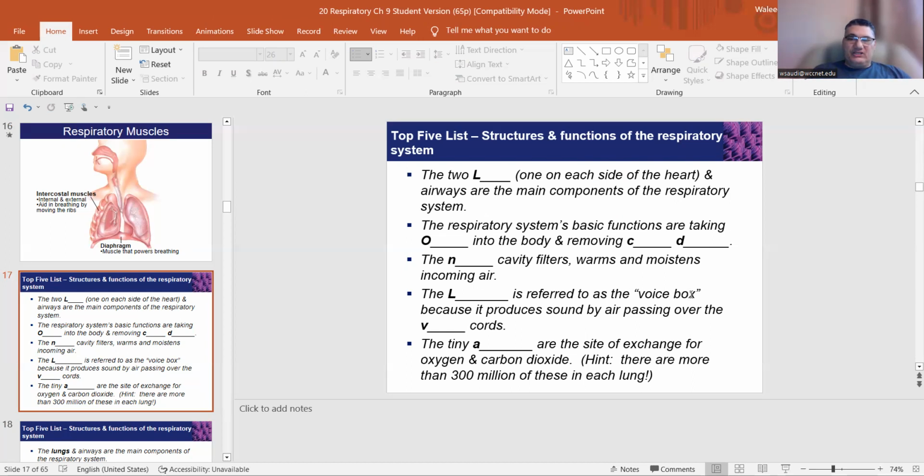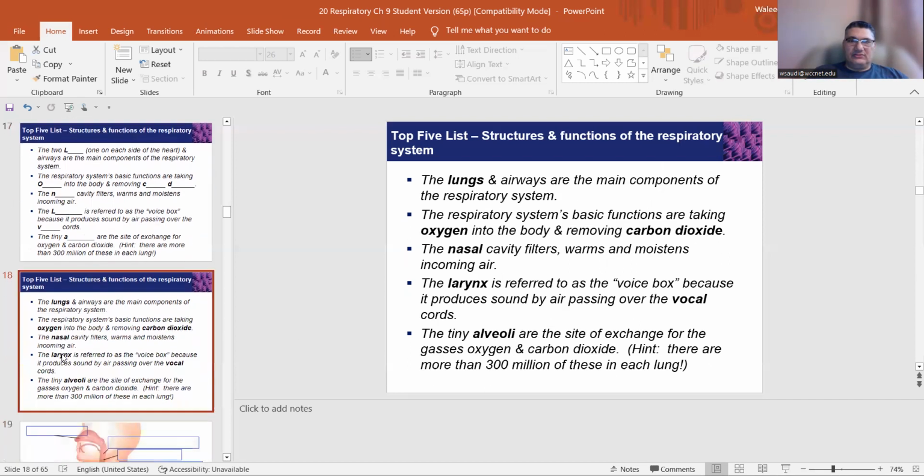What is referred to as the voice box? Larynx. Larynx, why did you call it voice box? Because it contains what cords? Vocal cords. What's the function of the vocal cords? Produce sound, or voice. That's why we call the larynx containing the vocal cords the voice box. The tiny what are the site of exchange? Alveoli. We exchange through what? Alveoli. These tiny structures with the thin membrane is where we do the exchange, and it produces surfactant.